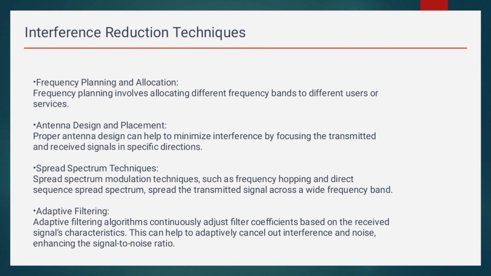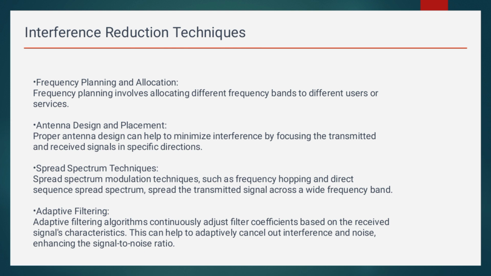The next is antenna design and placement. Proper antenna design can help to minimize interference by focusing the transmitted and received signals in specific directions. Directional antennas can reduce interference from unwanted directions, while antenna diversity techniques can improve signal reception in the presence of fading and interference.